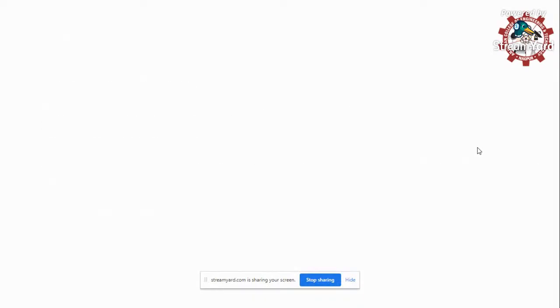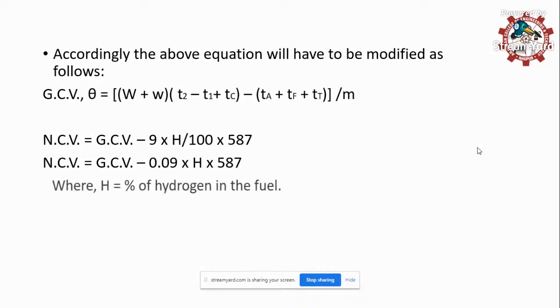Okay, so I hope the topic has been clear to you. Just wanted to repeat this slide once again. Last one. At the end of the experiment, after going through the process of finding out the calorific value with the help of the bomb calorimeter, we found that GCV can be calculated with the following formula: (W plus w) into (T2 minus T1 plus TC). TC is nothing but the cooling correction, and it is in degrees Celsius. The other corrections are subtracted from the GCV: acid value correction, fuse wire correction, and cotton thread correction. So when we find out GCV, we can easily find out NCV if the percentage of hydrogen is given. Clear? Yes. Now, do you have any question?